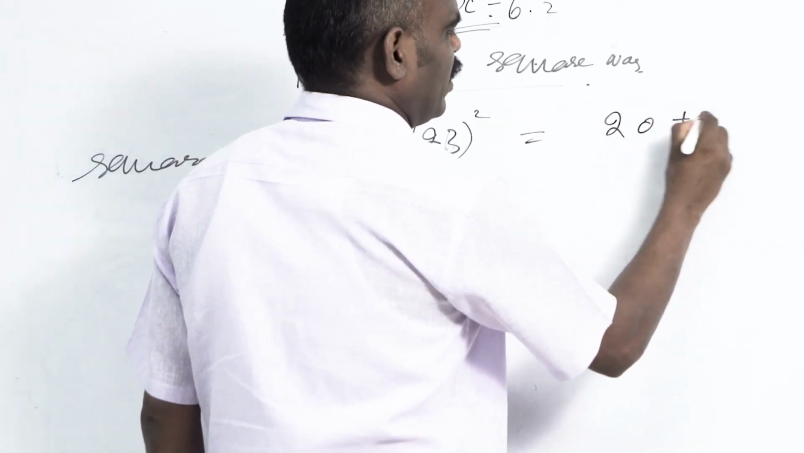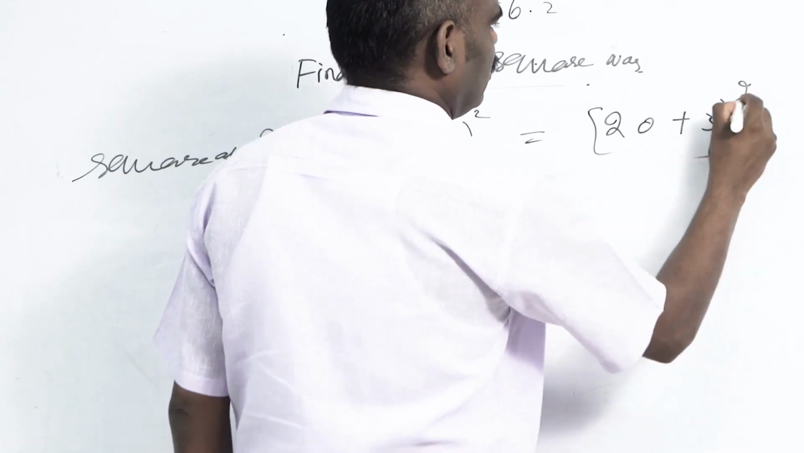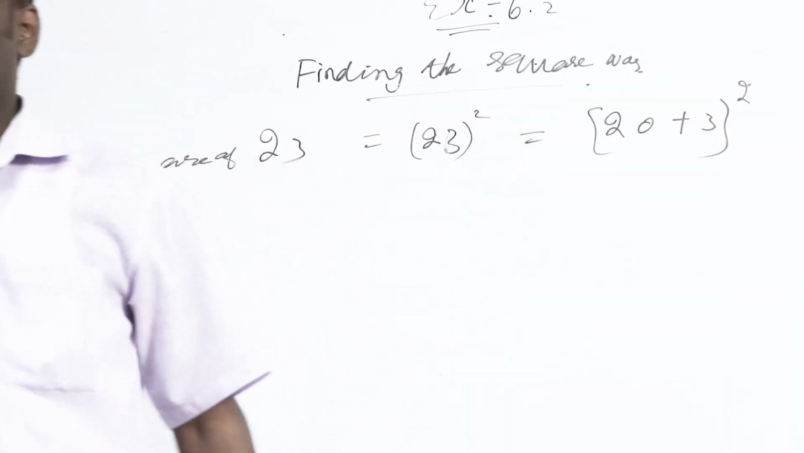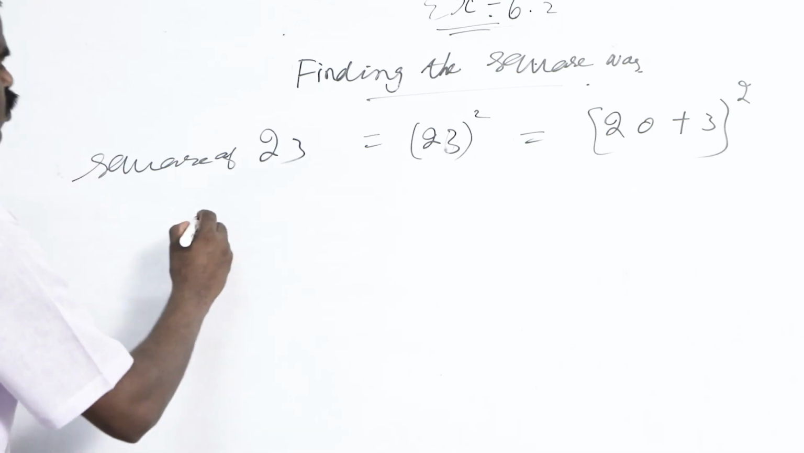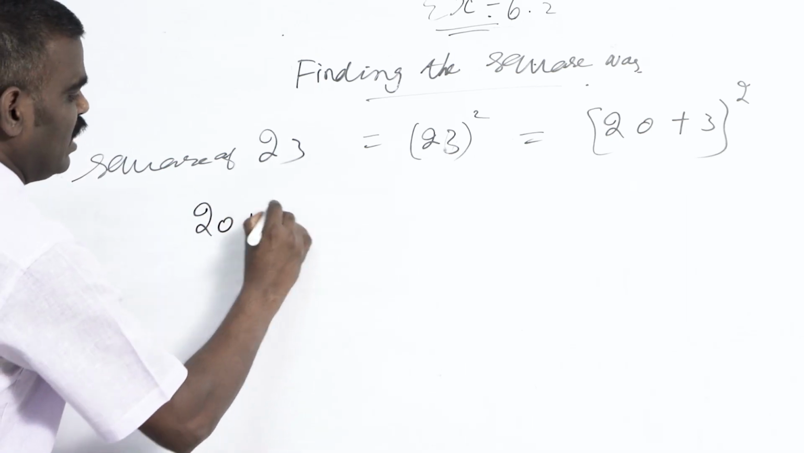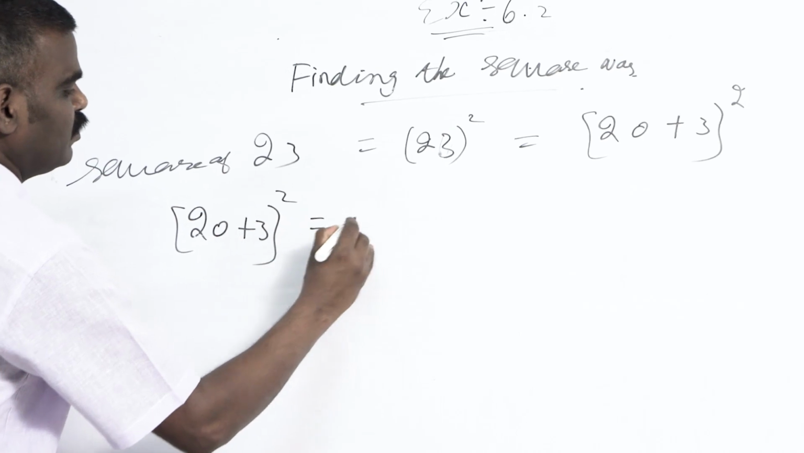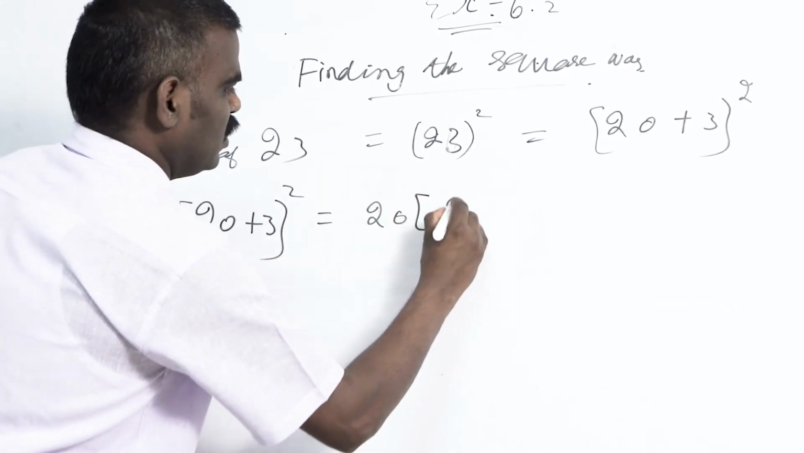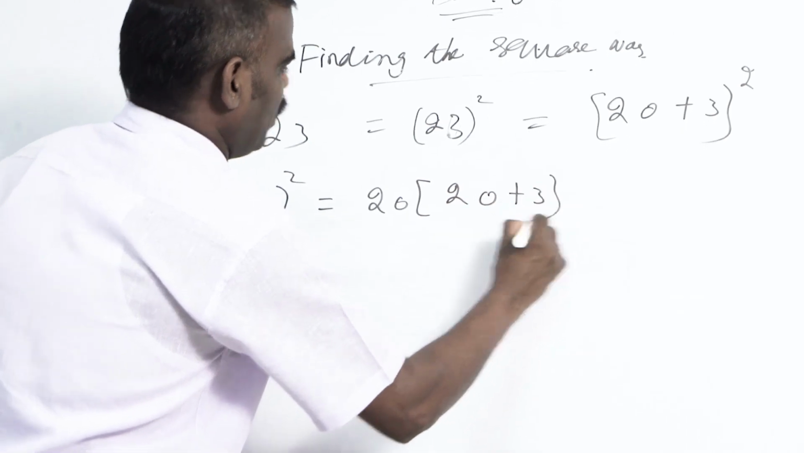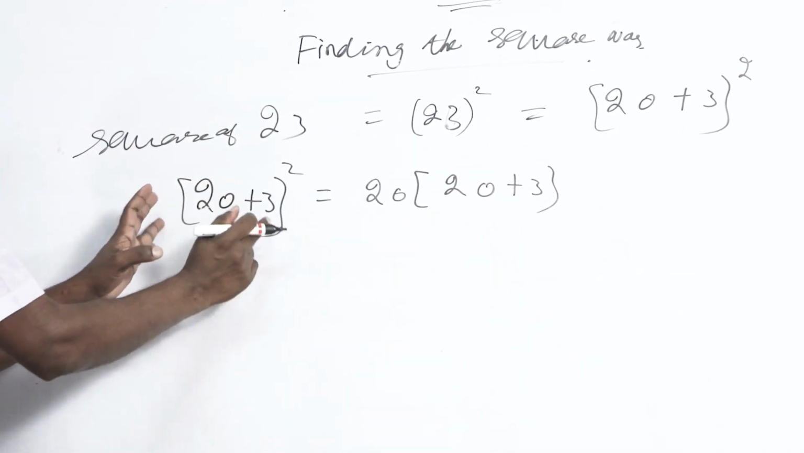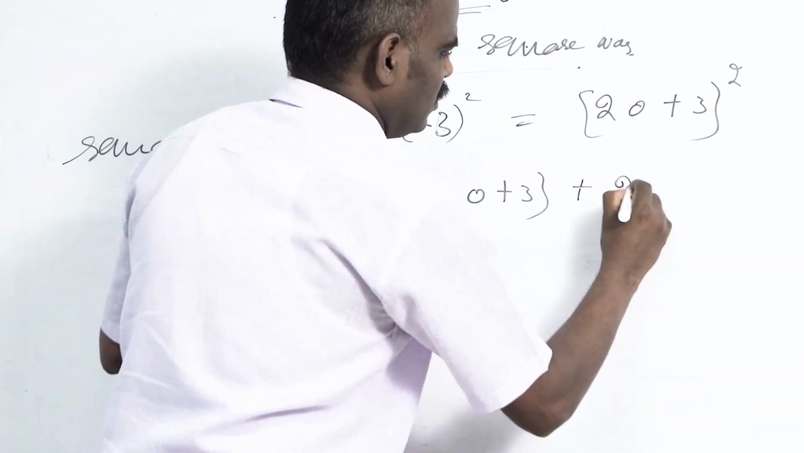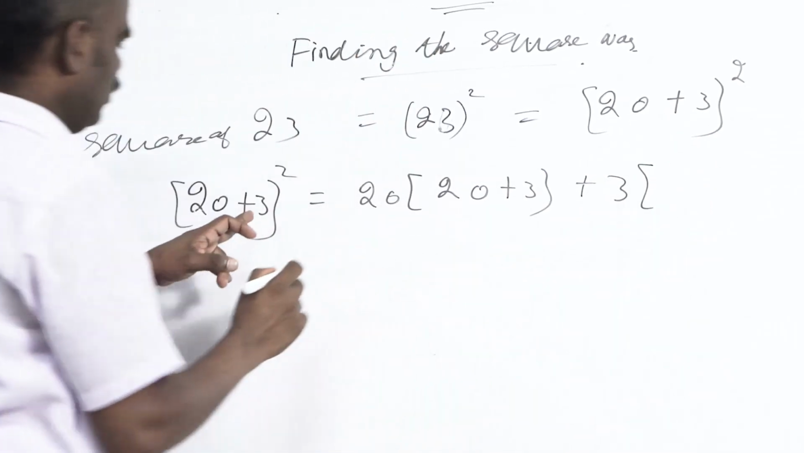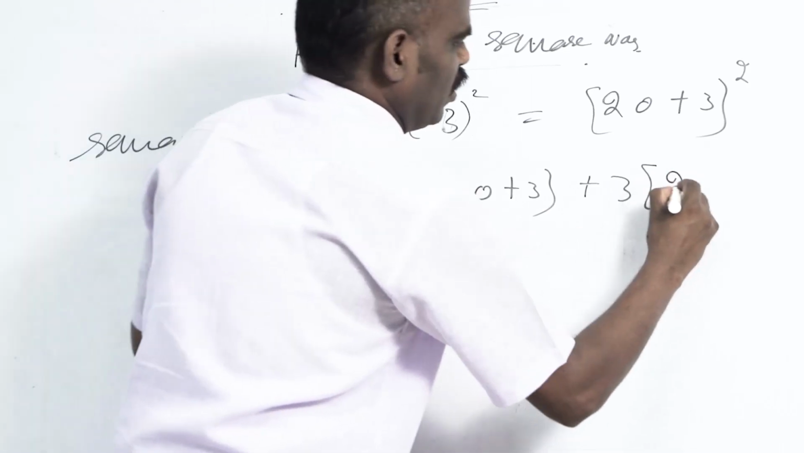23 can be written as 20 plus 3, the whole square. Now 20 plus 3 the whole square equals: first number 20 into 20 plus 3, 20 into this number, plus 3 into this number, 3 into again the same number, 20 plus 3.